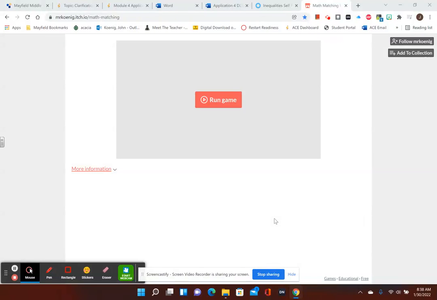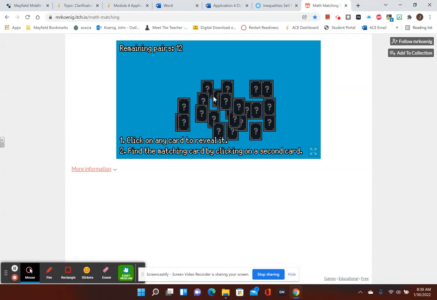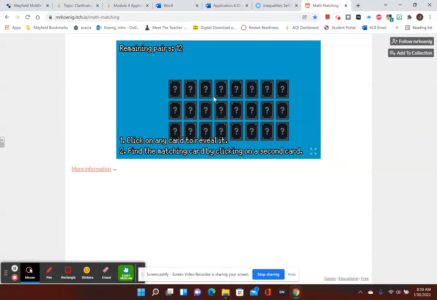I've chosen to create a card matching game using Construct 3. When you run the game, it begins by randomizing the cards. This way, there is a different position every time a player plays the game. So if I run the game, it will randomize the cards. So there we go. I love the 8-bit nostalgia feel of this game.